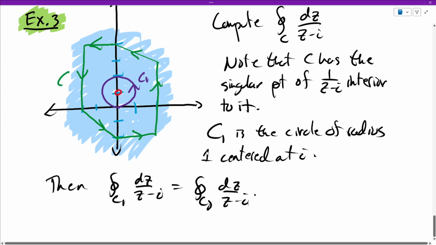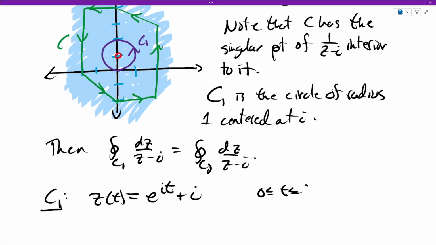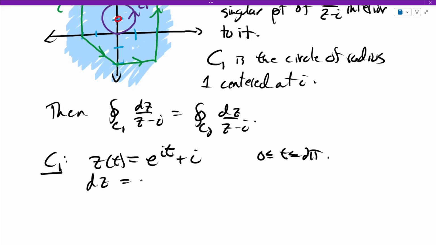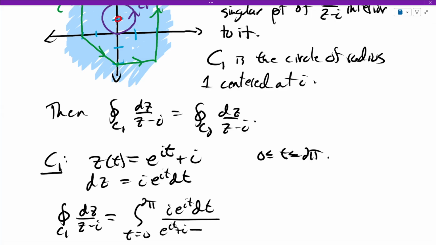All right, so let's do exactly that. C1 has parameterization, well, if the center of C1 was at the origin, it would be e to the it, but it's not. It's at i, so we move it. And this is on the time interval from 0 to 2 pi. And so let's go ahead and compute dz real quick. So dz is going to be i e to the it dt. And then therefore the integral over C1 of dz over z minus i is going to be the integral from t is 0 to 2 pi of i e to the it dt over e to the it plus i minus i. So we plugged in our z in the bottom and our dz up top.